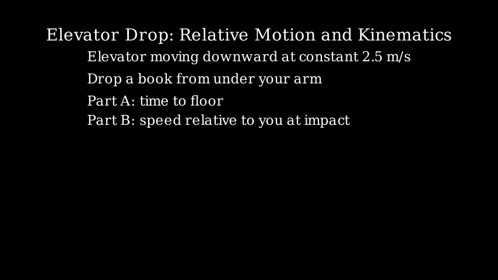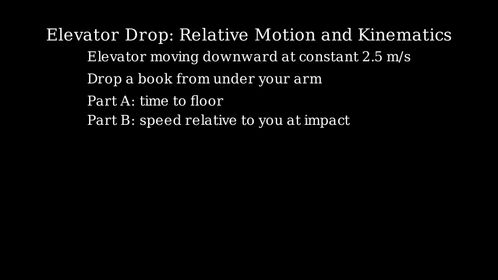While riding on an elevator that is descending with a constant speed of 2.5 meters per second, you drop a book from under your arm. Part A. How long does it take for the book to reach the elevator floor below your arm? Part B. What is the book's speed relative to you when it hits the elevator floor?